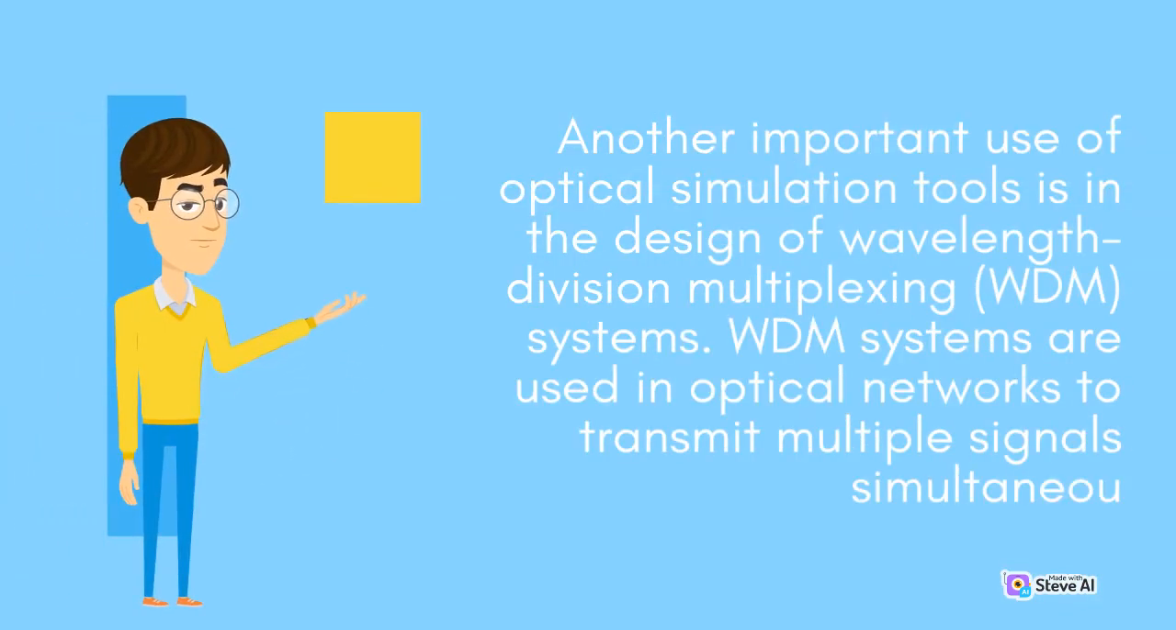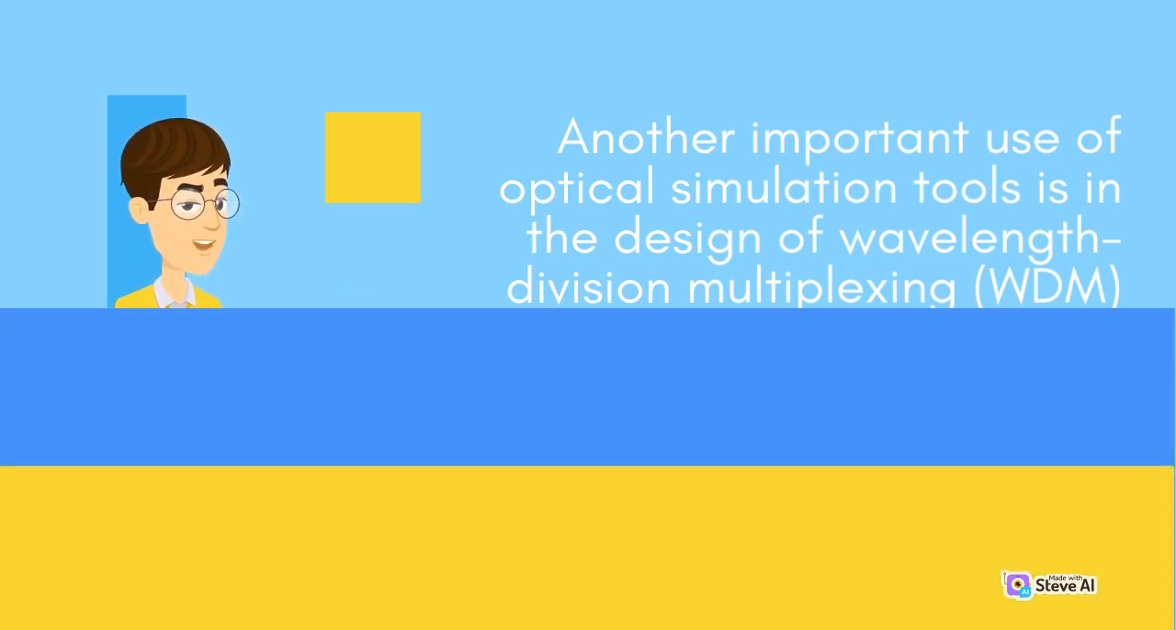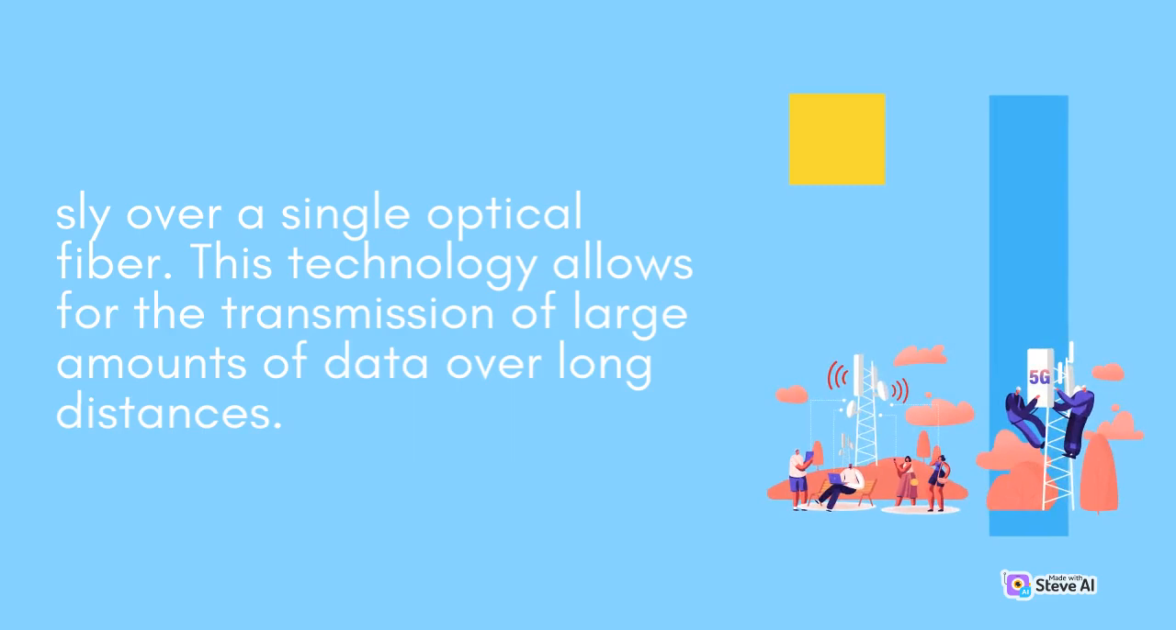Another important use of optical simulation tools is in the design of wavelength division multiplexing (WDM) systems. WDM systems are used in optical networks to transmit multiple signals simultaneously over a single optical fiber. This technology allows for the transmission of large amounts of data over long distances.